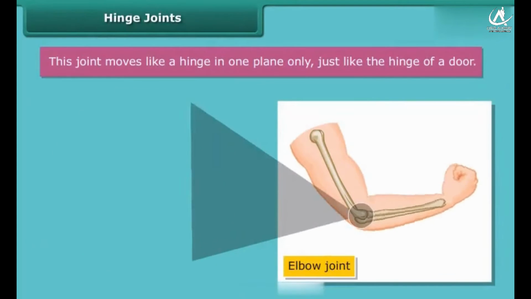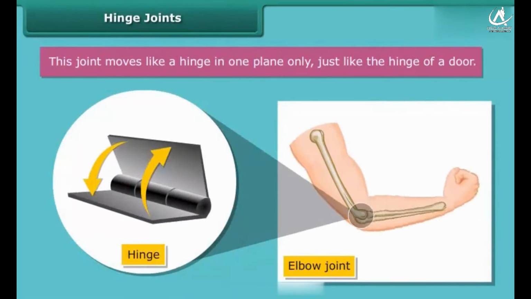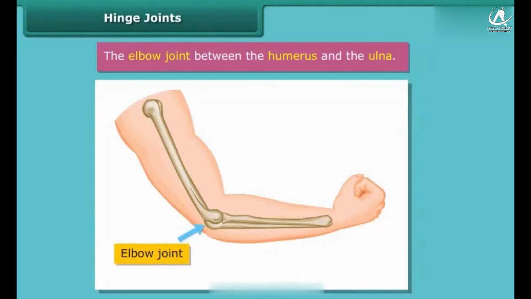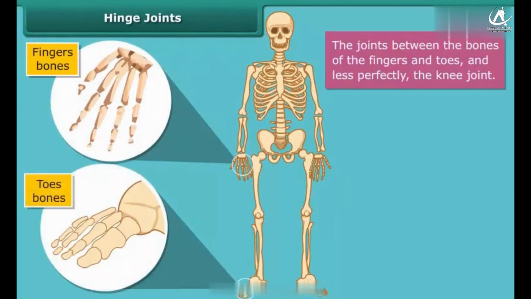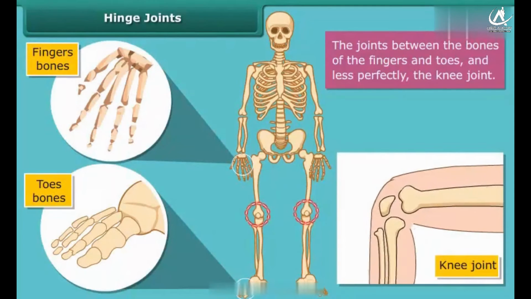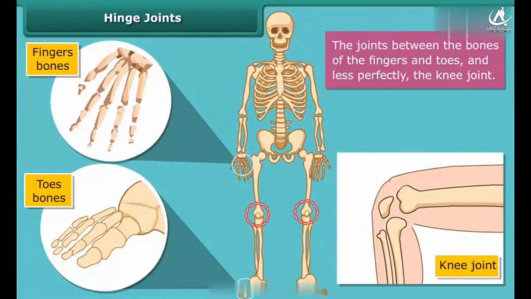Hinge joints. This joint moves like a hinge, in one plane only, just like the hinge of a door. The elbow joint between the humerus and the ulna, the joints between the bones of the fingers and toes, and less perfectly the knee joint are hinge joints. Hinge joints usually give sufficient power because there is less danger of twisting at the joint.